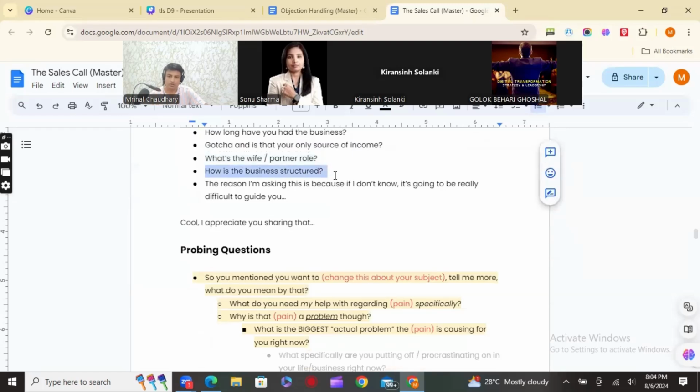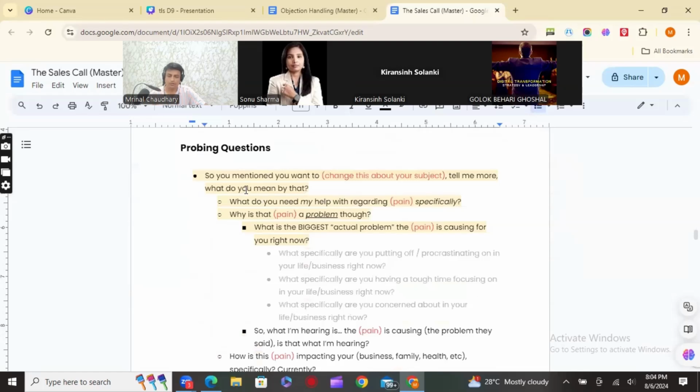And how is this business structured? So you know everything. There are further probing questions that go deeper into that. So you mentioned you want to change this subject. Tell me more about what you mean by that. Okay, what do you need help with regarding this specific pain? Why is that a problem?